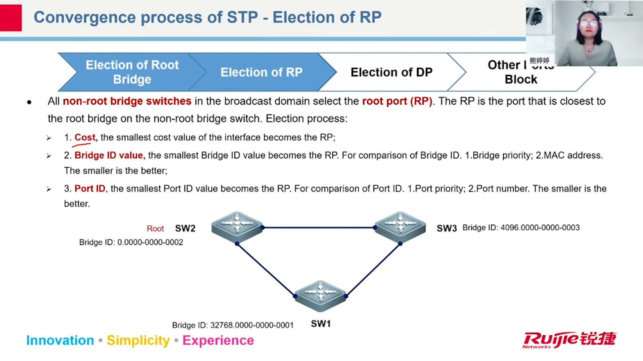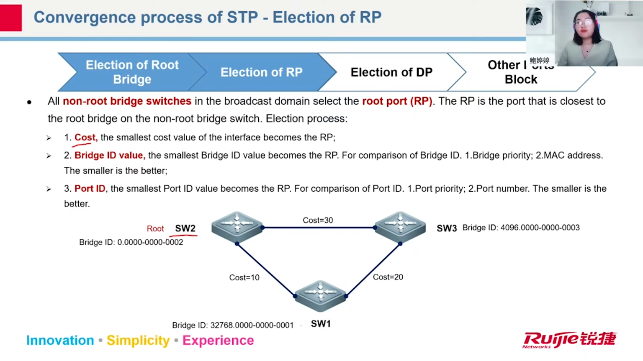For example, here we have switches 1, 2, 3, and now we already know switch 2 is the root, right? Later I will show you the different cost values of the links. By default, the cost value is calculated from the bandwidth. So now I will show you the cost value of each link. For switch 1 and switch 3, which interface will be the RP?